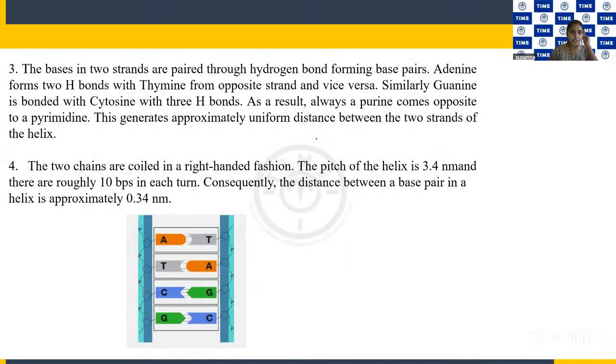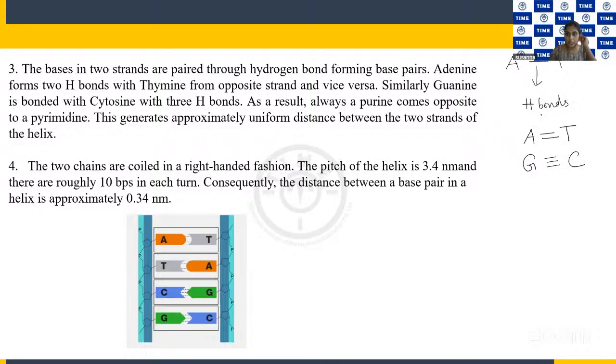The third salient feature is the bases in two strands are paired through hydrogen bonds forming base pairs. Adenine forms two hydrogen bonds with thymine from the opposite strand and vice versa. So we already told about the complementation, right? So adenine always complements with thymine. They complement via hydrogen bonds. So adenine is bonded to thymine via two hydrogen bonds. And guanine is bonded to cytosine via three hydrogen bonds.